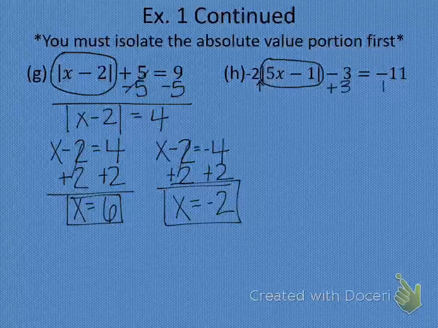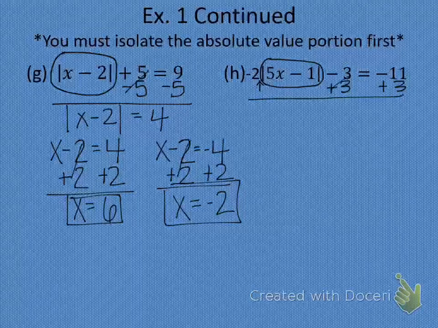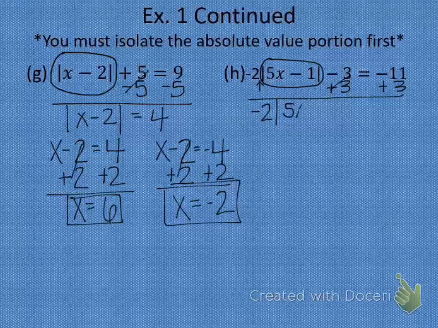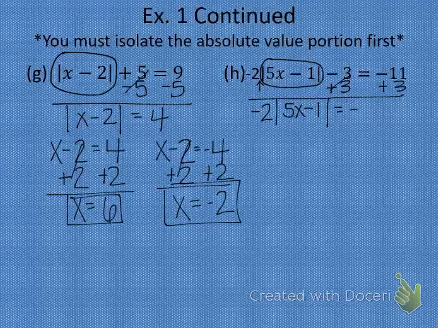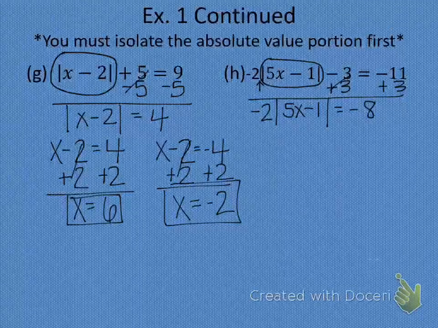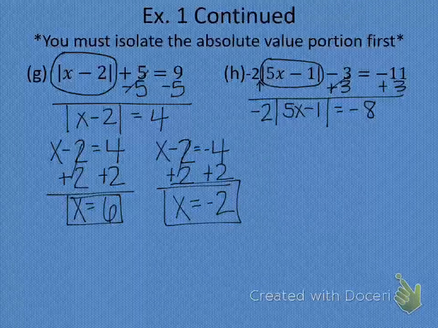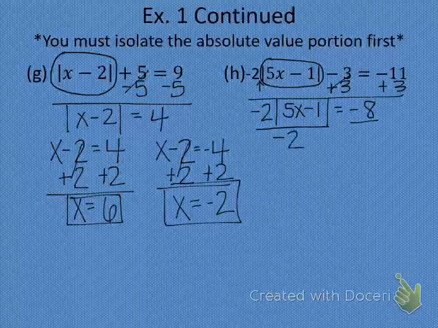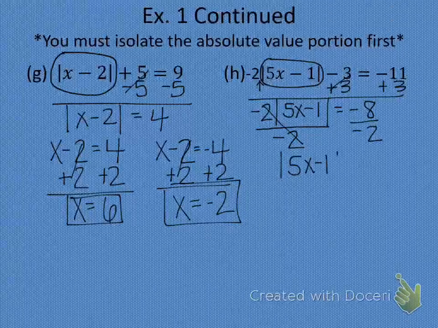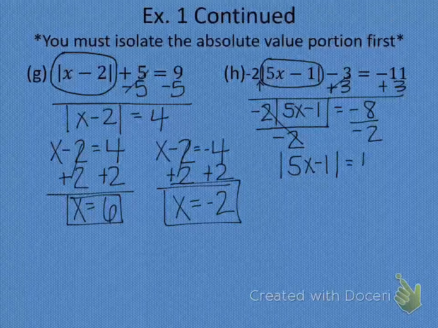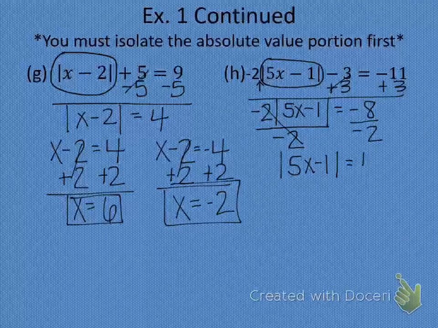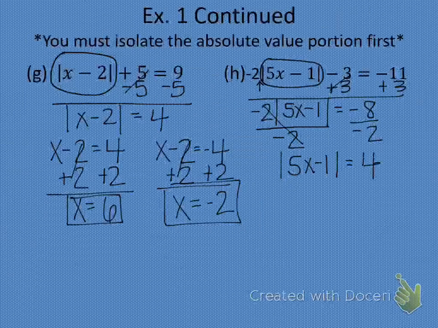Perfect. I add it to both sides. So I have negative 2 times the absolute value of 5x minus 1, and it equals negative 8. Now I still can't write my equations because the absolute value part is still not alone. How do I move the negative 2 to the other side? You divide. They're multiplying it, so you have to divide both sides by negative 2. So the absolute value of 5x minus 1 equals what? Negative 8 divided by negative 2 equals 4. Now can we write our two equations?